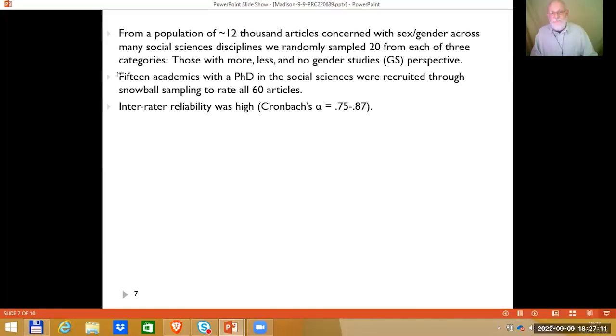Then we asked 15 academics to rate these articles, and this is a huge task. Rating all the 38 items for all 60 articles took these people about a week. The inter-rater reliability was pretty high, so that's good.